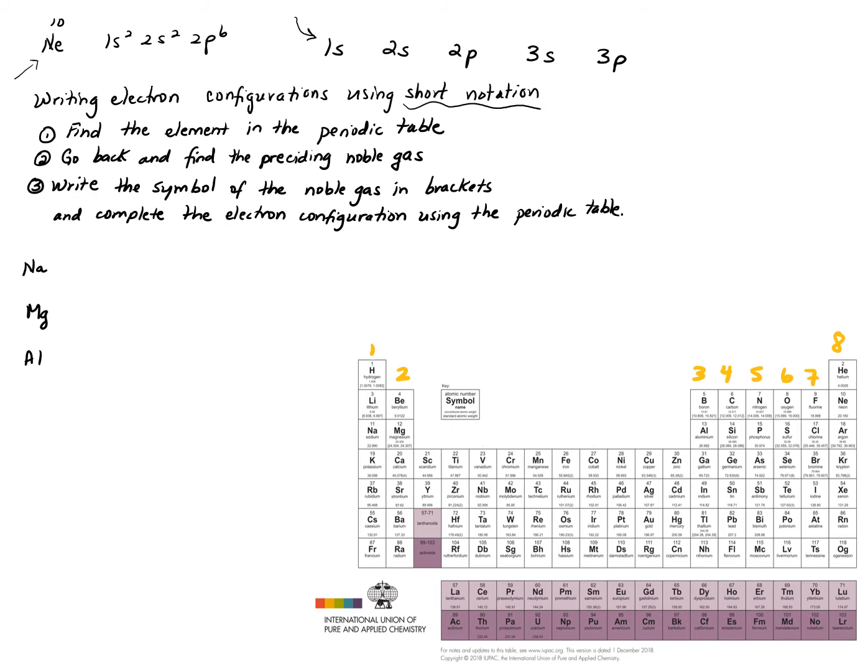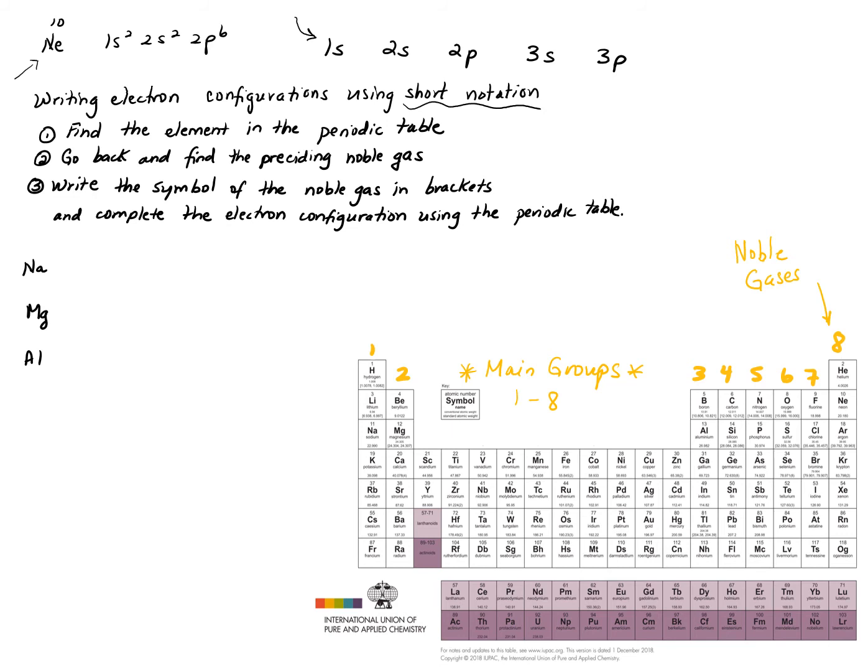Now, following the steps, we need to use the periodic table. The numbers that I have up here in your periodic table, 1 through 8, those are the main groups. Group number 8 is the noble gases.